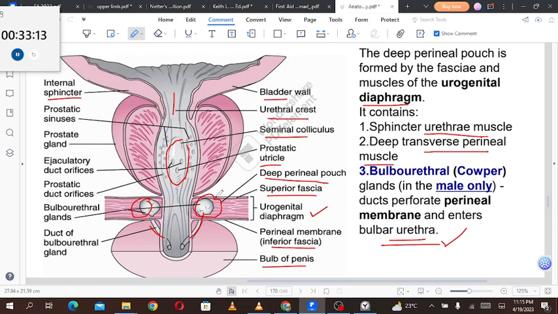So this is the bulb of the penis. Then we have the prostatic sinuses. These are the prostatic sinuses which enter the urethra from the prostate gland. Then the prostate gland is surrounding this one. Then the ejaculatory duct orifices are over there, the prostatic duct orifices, and the bulbourethral glands and the duct of the bulbourethral gland.